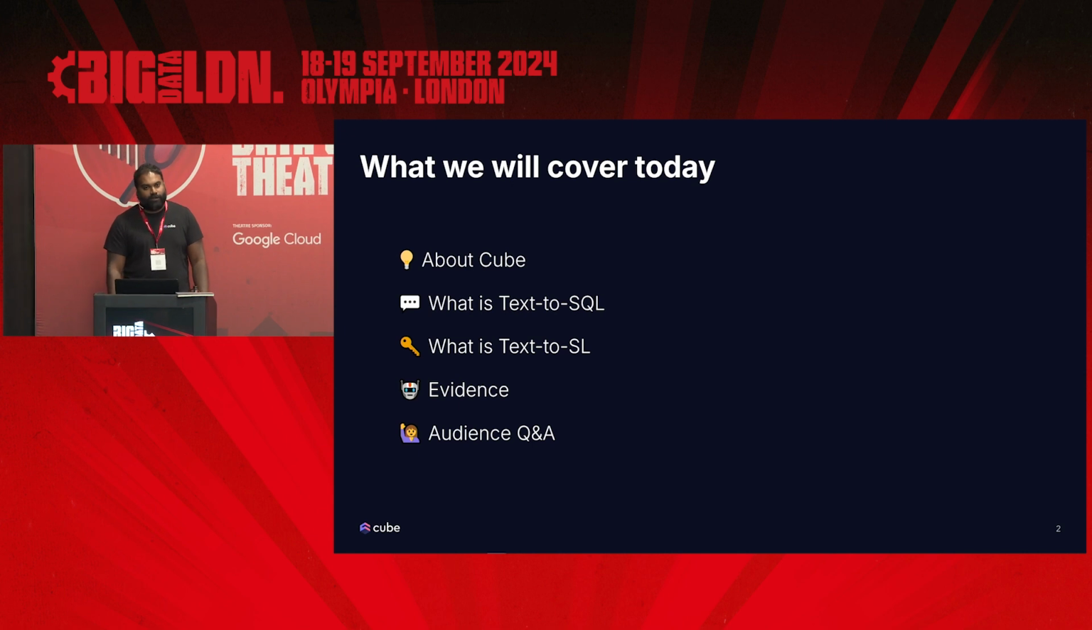So what we'll cover today is I want to tell you a bit about Cube, and because the semantic layer is fundamental to this, to the principles I want to go through, and also explain how we can help you and what we solve for. And then I'm going to go into the meat of the topic, which is two approaches to how you would use AI to solve self-serve analytics, and then also some evidence about which one is better. And finally, some time for questions.